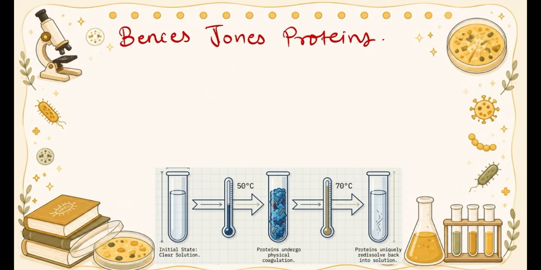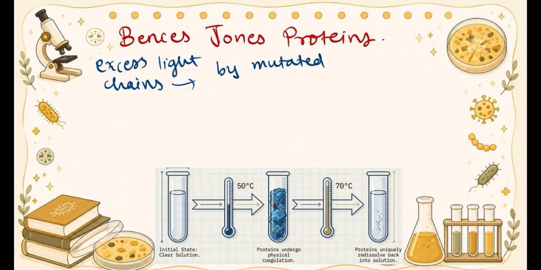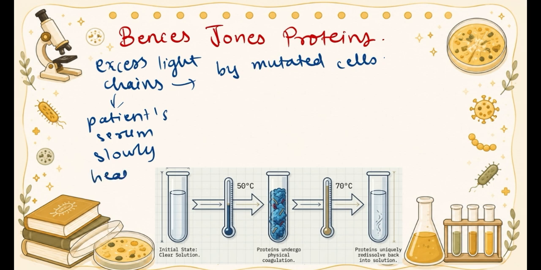Building directly on the pathology of multiple myeloma, we find a truly fascinating diagnostic anomaly known as Bence Jones proteins. These are essentially excess light chains that are produced in massive unchecked quantities by mutated cells. What makes them diagnostically unique is their thermal behavior. If you take a clear sample of a patient's serum and slowly heat it, these specific proteins will physically coagulate and completely cloud the tube right at 50 degrees Celsius.